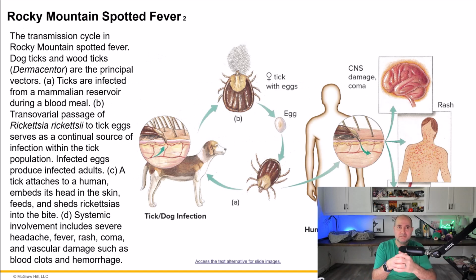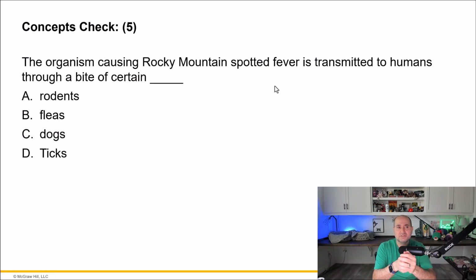And do you remember how Rocky Mountain Spotted Fever worked? It involved a tick, and the tick bites a dog, and then the tick will then bite a human, and that is what causes the spread of the disease. That's part of its life cycle. So, concept check number 5, the organism causing Rocky Mountain Spotted Fever is transmitted to humans through a bite of a certain tick. Although dogs are involved in the life cycle, the bite itself comes from the tick.